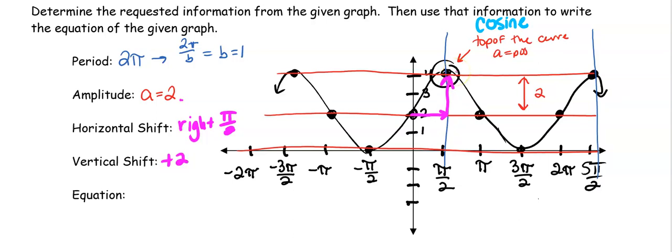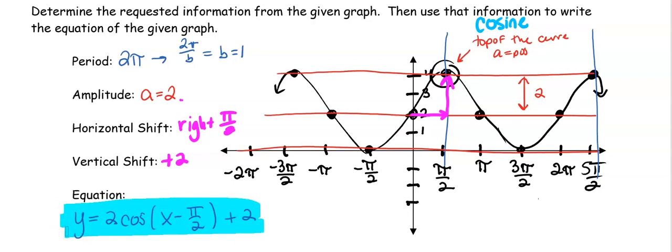So we have y equals our a value of 2, which is coming from that amplitude. We determined that it was a cosine graph because we had a circled point at the top of the curve. We went right pi over 2, so it's x minus pi over 2 because anything inside is the opposite, and we went up 2, so that k value is 2. So based on the picture that we have right here, this is going to be the equation of the given curve.